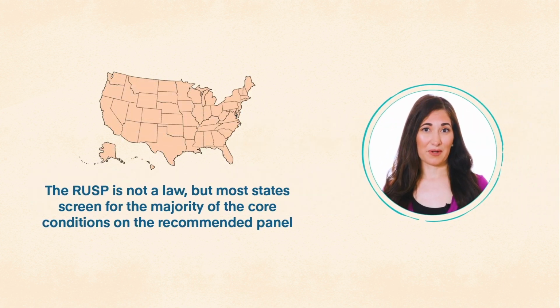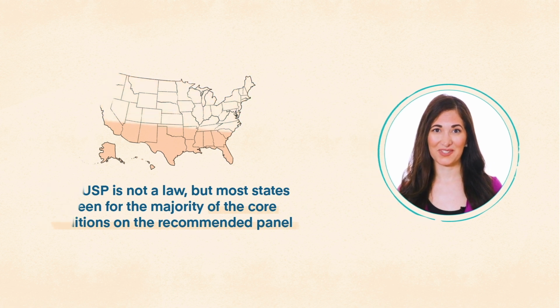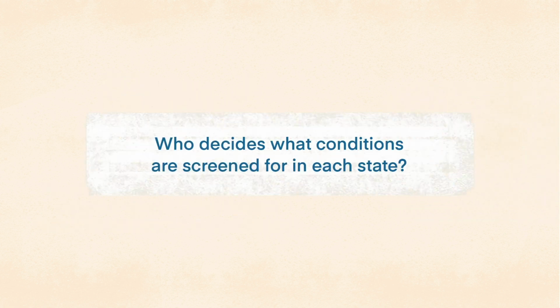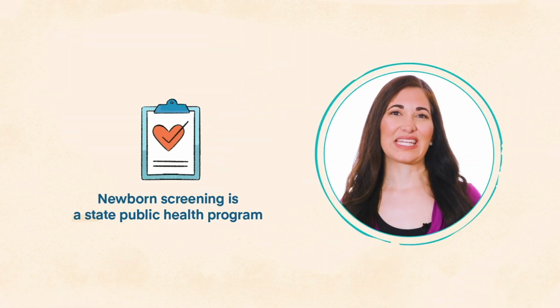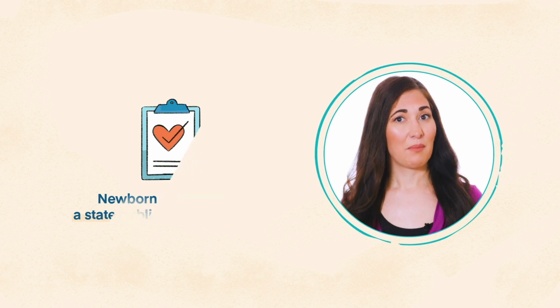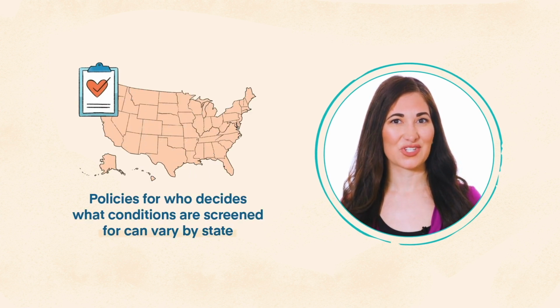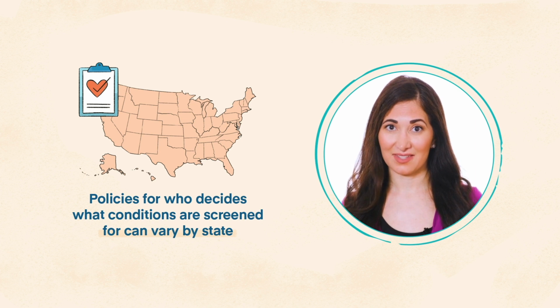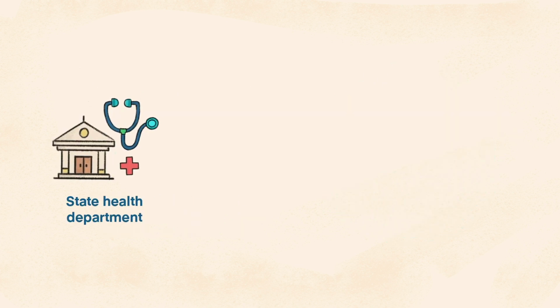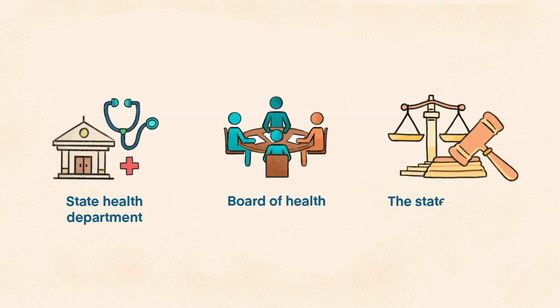It's important to remember that the RUSP is not a law, but most states screen for the majority of the core conditions on the recommended panel. So if the RUSP is not a law, then who decides what conditions are screened for in each state? Newborn screening is a state public health program. Policies for who decides which conditions are screened for can vary depending on the state. It could be the state health department, a board of health, or the state legislature. We will discuss more of your state's role in additional videos.